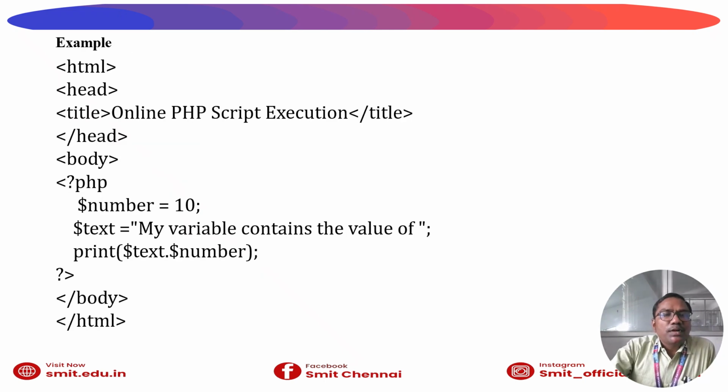Now you can see the example PHP code. We begin with the PHP tag, and we have declared a variable as number. Its value is 10, and we have declared another variable as text, and the corresponding value of the text is given over here. We are using the print statement to print both the text as well as the number. So the output will be: my variable contains a value of 10. This program will simply print the values of the given variables.